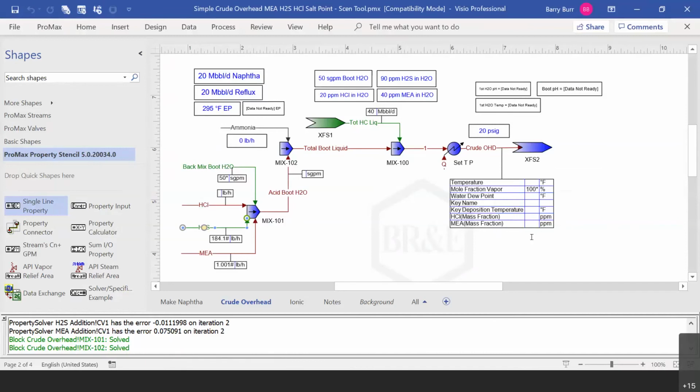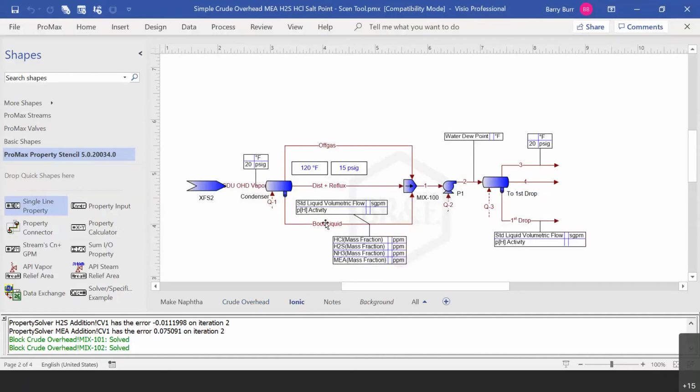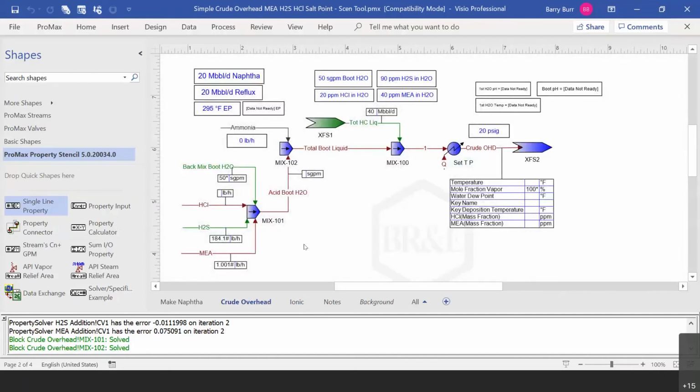Next question is, why is ammonia added separately apart from the HCl, H2S, and MEA? That's a good question. I'm probably just going to change that and treat it the same way that I treat the MEA, make it another feed to this mixer that has its own solver trying to match the boot water analysis, because that's really what you probably have. You probably have the boot water analysis, and you're probably less sure of how much ammonia you're actually adding.